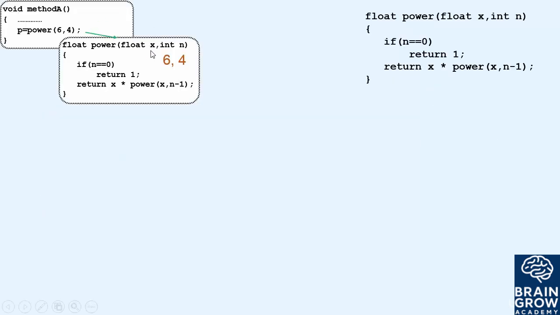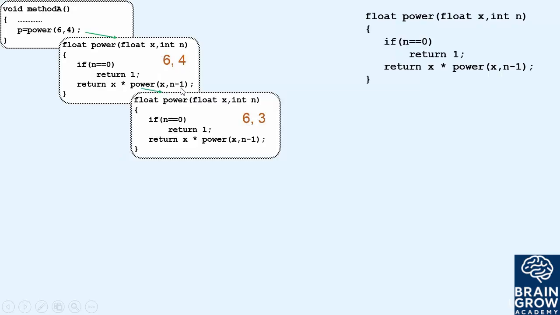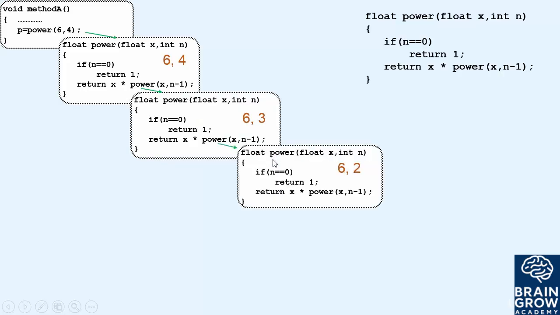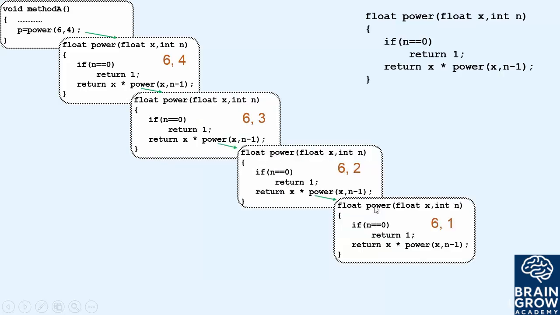In the first call, value of x is 6 and value of n is 4. Now in the next call, value of n will be 3. In the next call, value of n will be 2. In the next call, value of n will be 1. And in the next call, value of n will be 0. Now this condition is true. We have reached the base case. So this winding phase stops and unwinding phase starts.